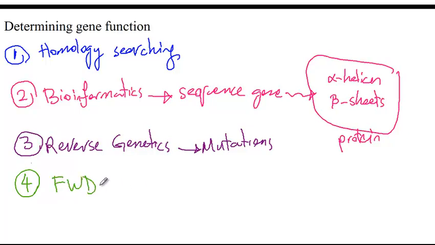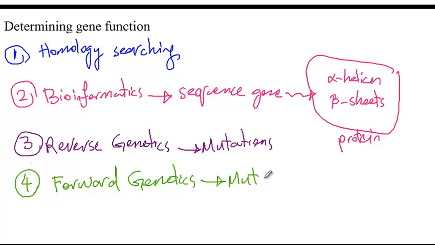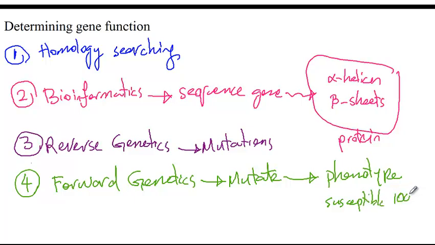Forward genetics, where we will mutate the organism that we are working with and look for a specific phenotype. Let's say we are looking for a phenotype that is susceptible to 100% oxygen.